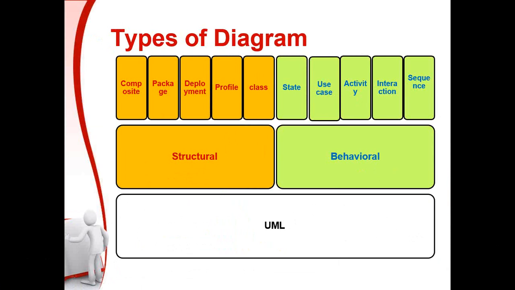So far what we have covered is structure: how you will deploy, and how your class look and feel would be. It's all about structure. How those structures will work comes as part of your behavioral diagrams. So as we see, state diagram, use case diagram, activity diagram, interaction diagram, or the sequence diagram.